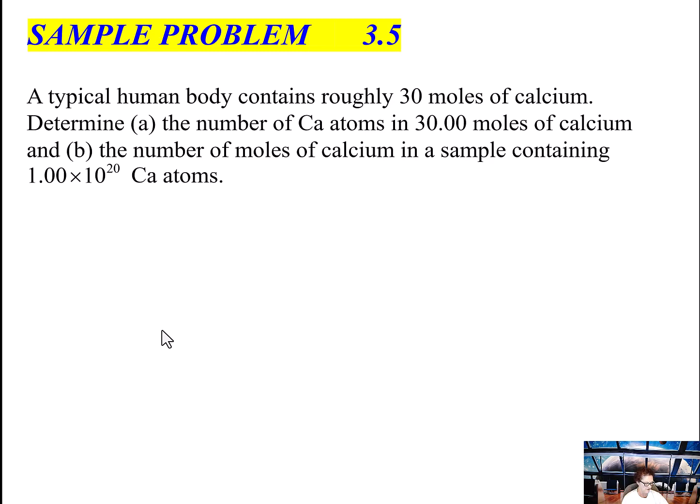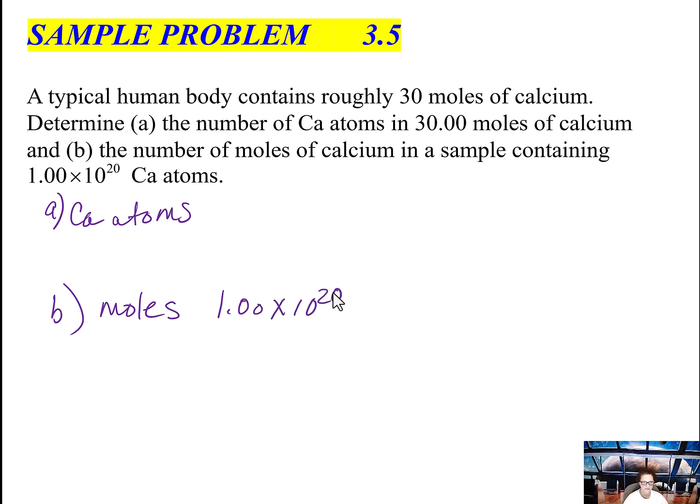So this first sample problem says a typical human body contains roughly 30 moles of calcium. Determine, first of all, the number of calcium atoms in 30 moles of calcium, and then the number of moles if you have 1 times 10 to the 20 calcium atoms.